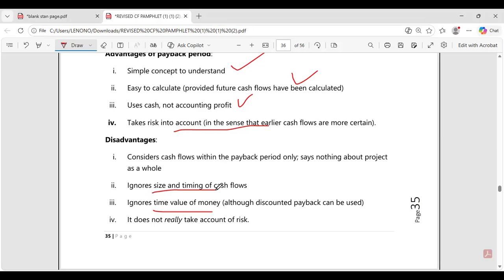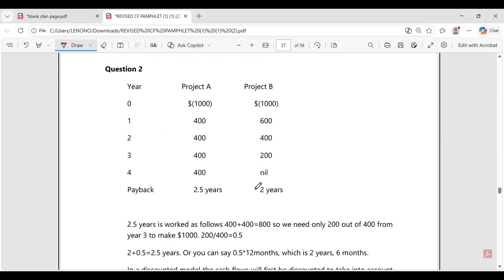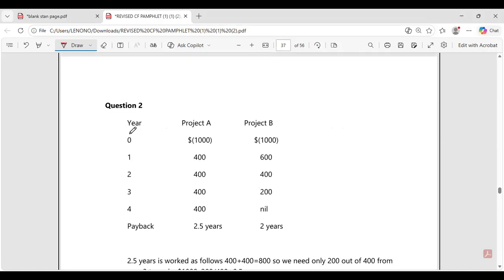Okay, so we can look at an example here. We have this question 2. At year 0, we invested how much? We invested in both projects A and B. We invested how much? $1,000. Yes, but what have we recovered in year 1 for project A? In project A, $400.